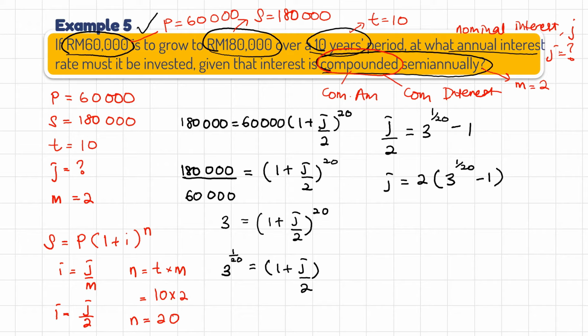Then just press your calculator and you will get your nominal interest rate is 0.1129. You need to express your rate in terms of percentage. Therefore, your final answer will be J equals 11.29%. So this is your final answer.